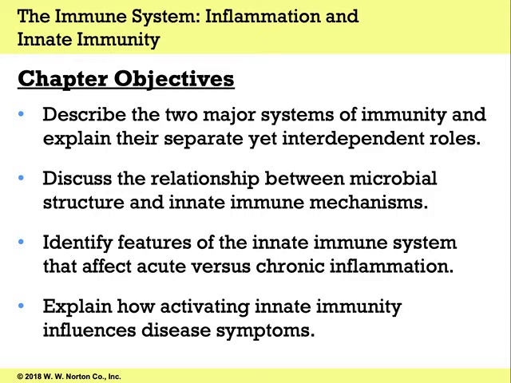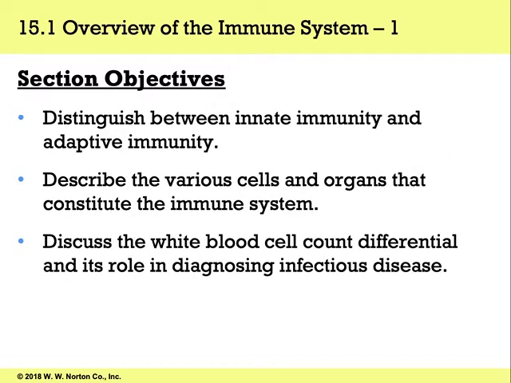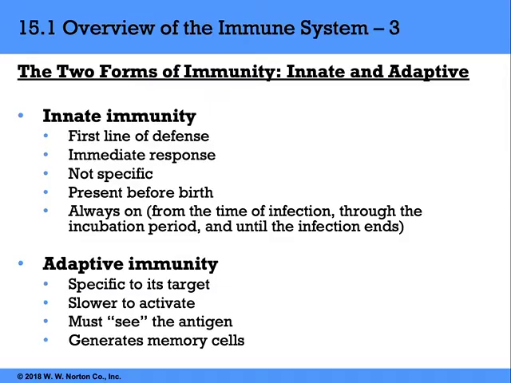Talk about the relationship between microbial structure and innate immune mechanisms, identify features of the innate immune system that affect acute and chronic inflammation, and explain how activating innate immunity influences disease symptoms. In this section, we'll distinguish between innate and adaptive immunity, describe the different cells and organs that constitute the immune system, and talk about the white blood cell count differential and its role in diagnosing infectious disease.